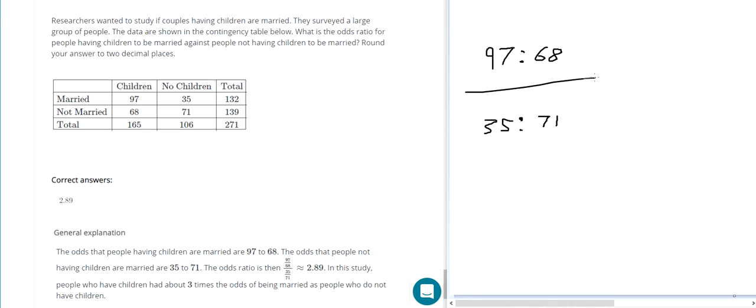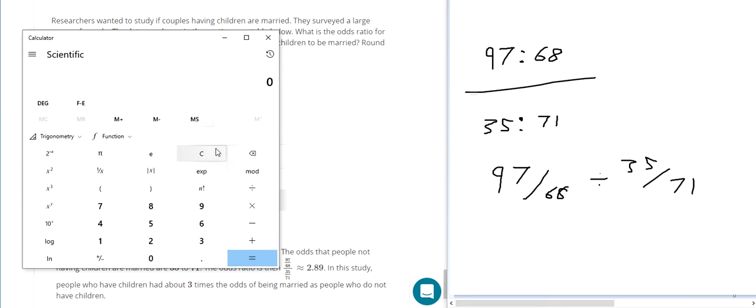And so what we're supposed to do is just to divide these two odds, because we're supposed to find the odds ratio. So this is 97 over 68 divided by 35 over 71. Divide those two odds. And so the rest of this is probably pretty easy. You can just change it to a decimal. You can do some fraction work too if you feel up to it. 1.426.